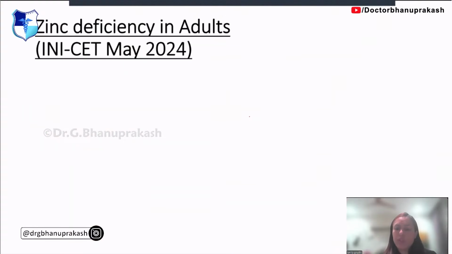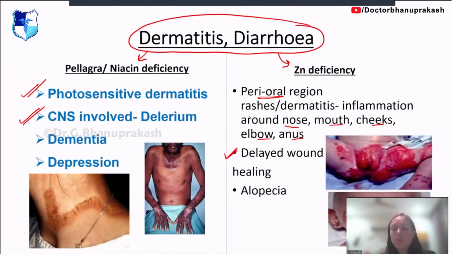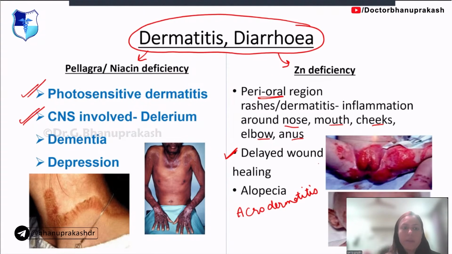Okay, so that was zinc deficiency in children, which was shown here on this slide. It has been written that it is known as acrodermatitis enteropathica.